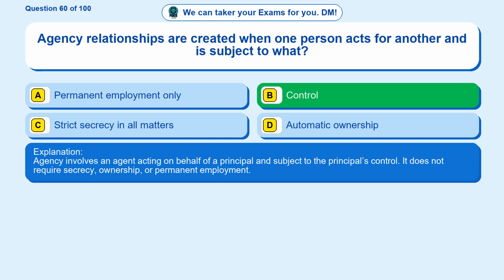Agency involves an agent acting on behalf of a principal and subject to the principal's control. It does not require secrecy, ownership, or permanent employment.